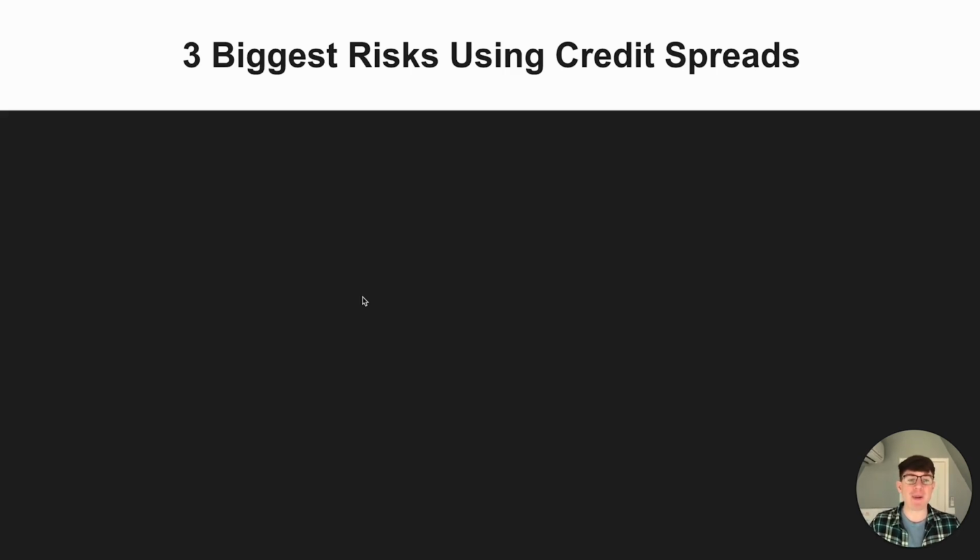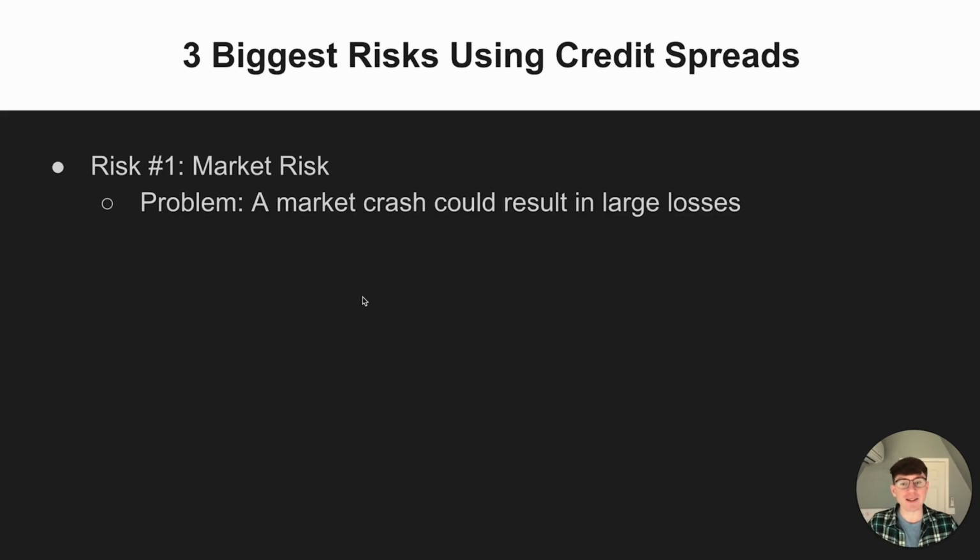Now, what are the three biggest risks with credit spreads so that we can keep that in mind so that we can mitigate against them? Number one is market risk. So what is this problem? A market crash could result in a lot of large losses.